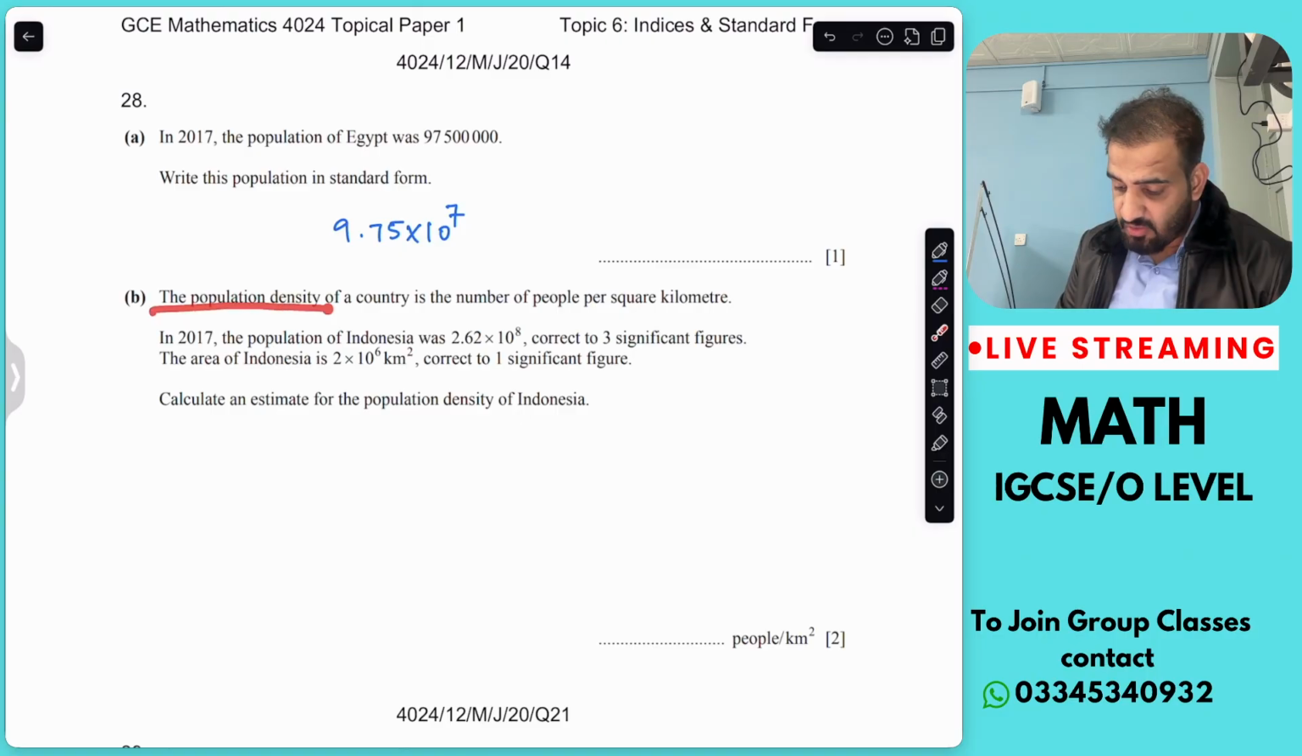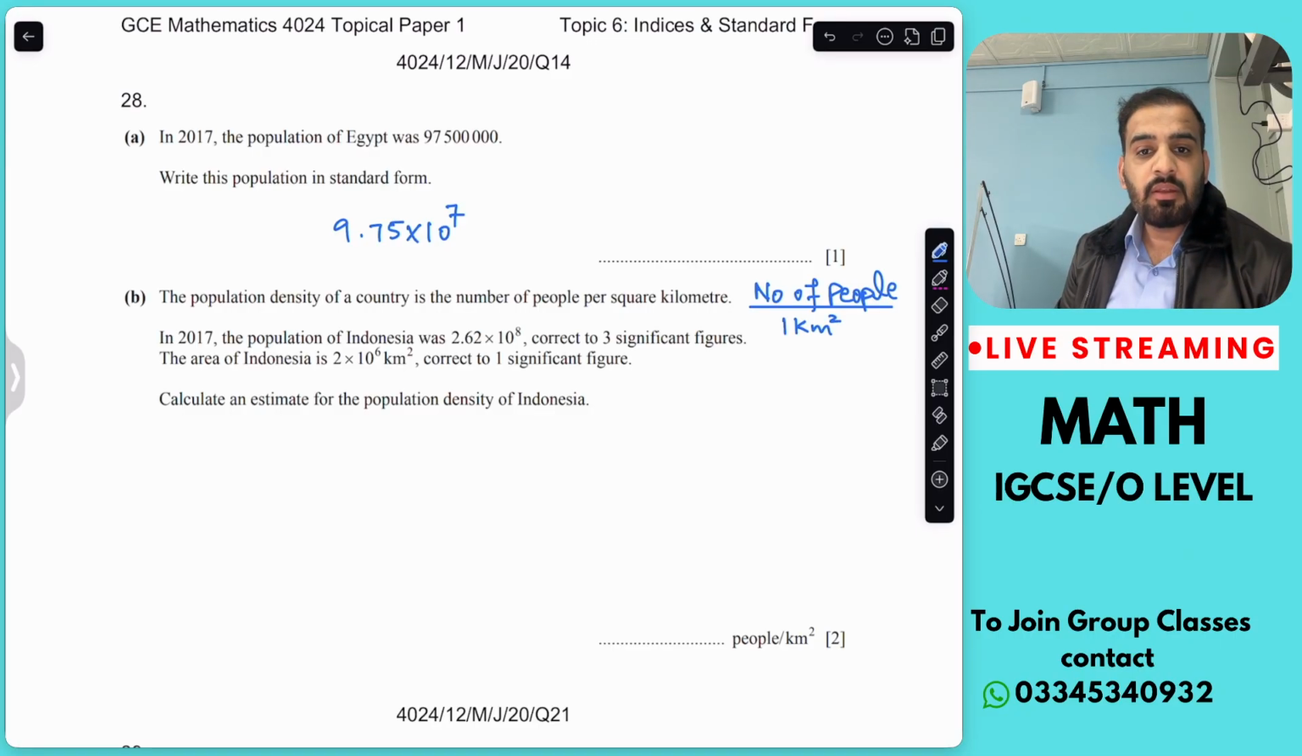The population density of a country is the number of people per square kilometer. So number of people per square kilometer. In 2017, the population of Indonesia was this, correct to three significant figures. The area of Indonesia is 2 cross 10 raised to power 6 square kilometer, correct to one significant figure. Calculate an estimate for the population density.